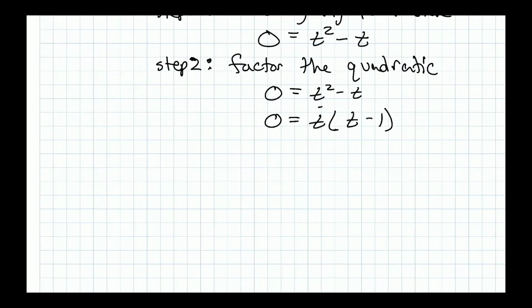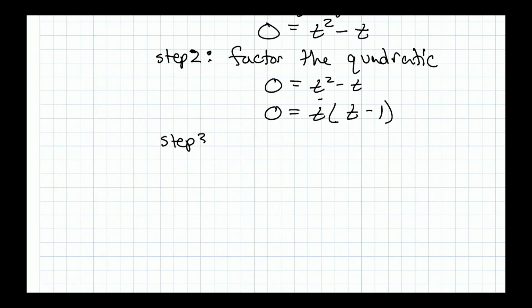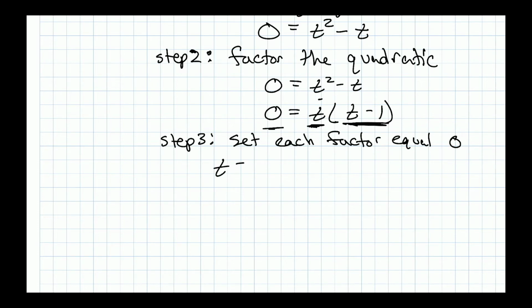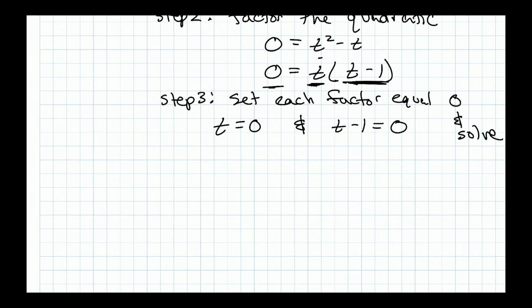All right? Now, once you factor it, then what you're going to do is set each factor equal to 0. So you've got the factor t, and you've got the factor t minus 1. So you do those separately. You have t equals 0, and you have the other factor t minus 1 equals 0. So you set each factor equal to 0 and solve. All right, so you solve these both separately.